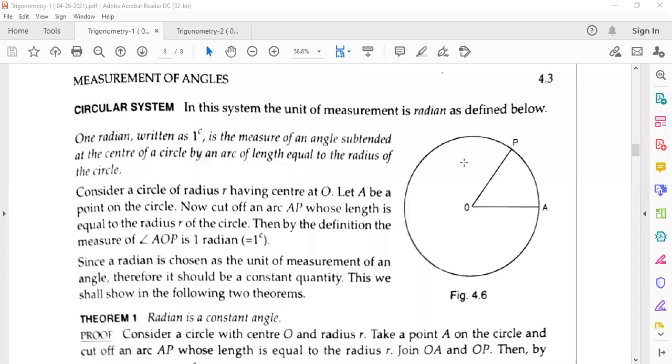So here in our circular system, O is the center of the circle. We are taking A and P, both points on the circumference of the circle. So AP is the arc length. What is this arc called in Hindi?